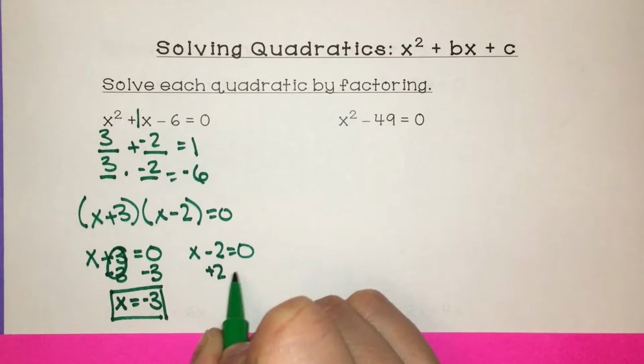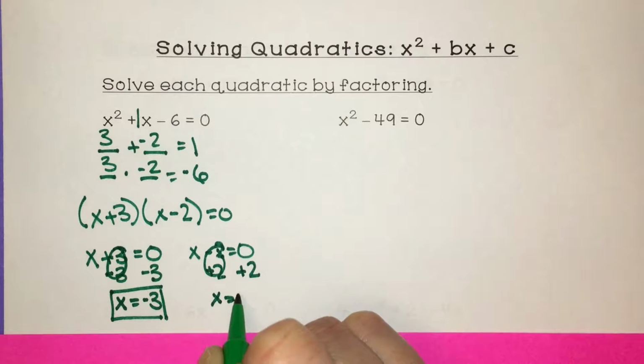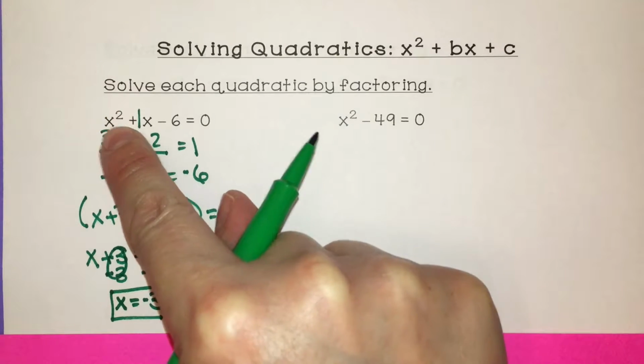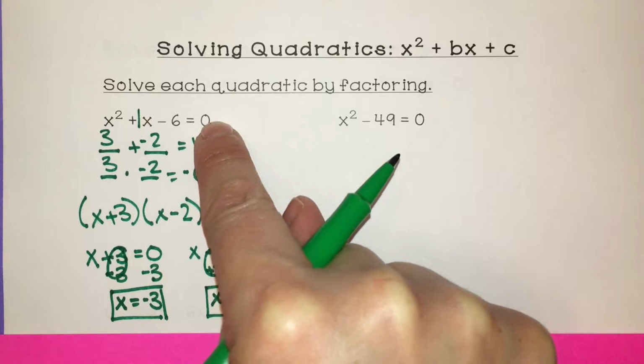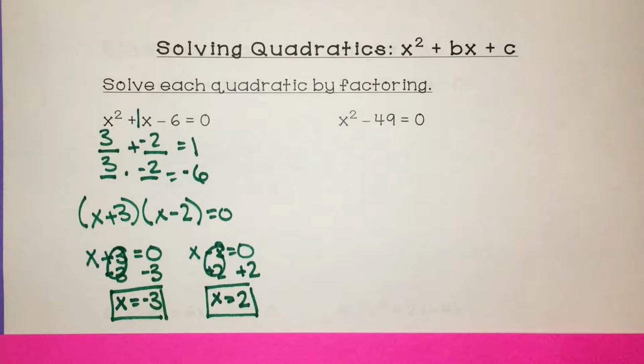And add 2 to both sides to get x by itself. And we have x is equal to +2. So if we plug -3 back in for x, the two sides would be equal. 0 would equal 0. And also if you plugged in 2 for x, same thing is true. So these are two solutions for x.